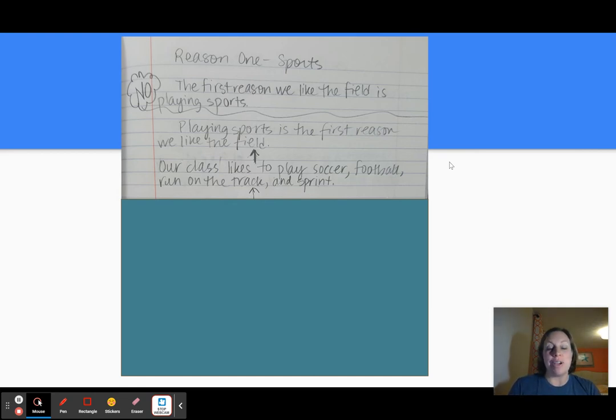So remember those days that you guys were running races to see who is the fastest and we play football? We haven't done a lot of running on the track so far this year, but we have all these reasons that you like the field. This sentence right here tells more about this sentence. So I drew an arrow up because this tells more about this.